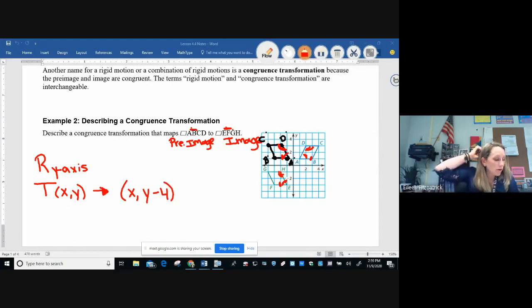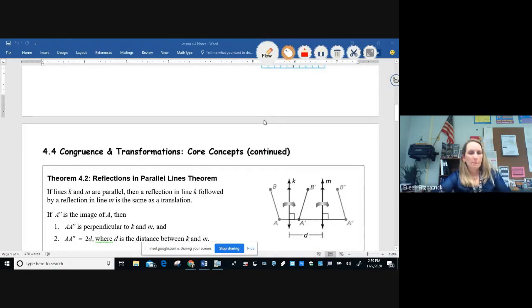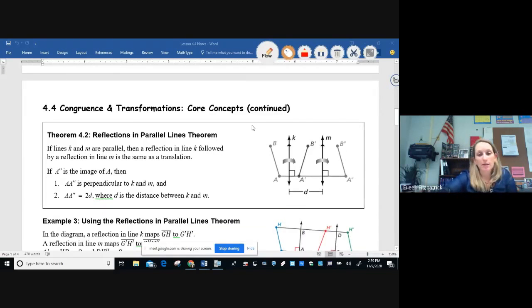Okay, and that would be your congruency transformation. All right, let's keep on moving along. Okay, so we have 2 theorems. The first is the reflection parallel lines theorem.